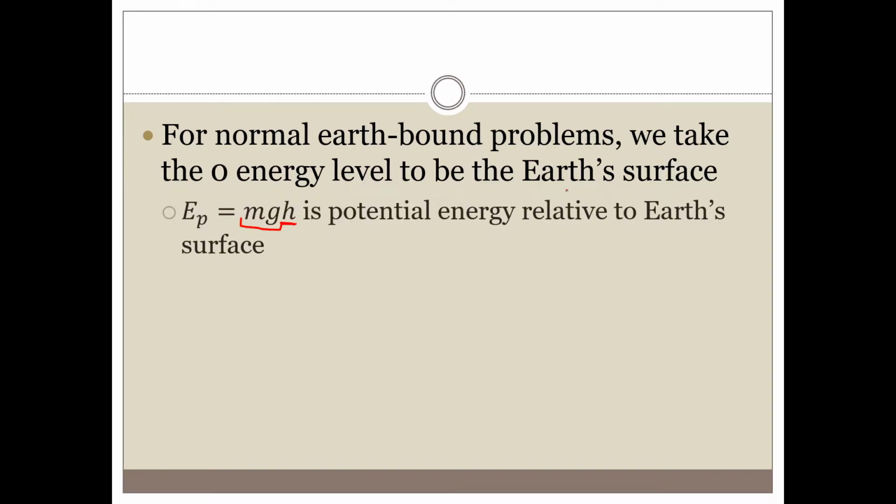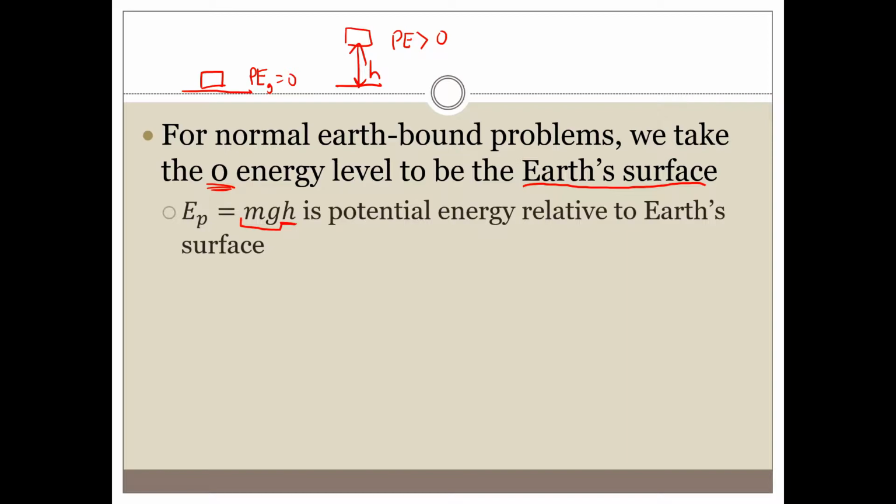Now, the Earth's surface, or I guess the planet's surface, is what we would call the zero energy level. And it makes a lot of sense because if our surface is here and we have an object, its potential gravitational energy would be zero. And then as we lifted the object above the ground, its potential energy would then be greater than zero. How big that is would be based on this height here.